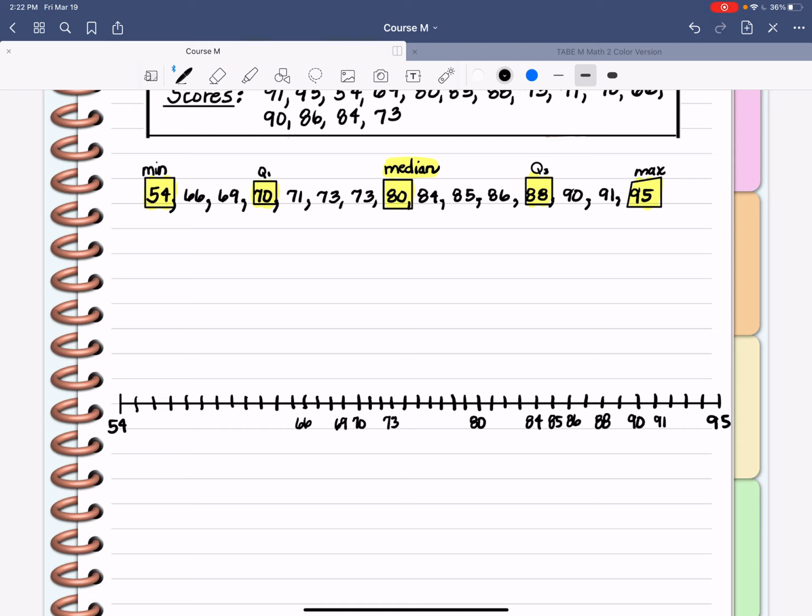So for the median, I'm going to draw my line at the 80. So above the 80, we're going to start drawing the box. The box, the median, is at 80. I'm going to go ahead and draw a line down here at 54. That's the minimum. So go ahead and put in this line at 54. And then this line is at 95. That's the maximum.